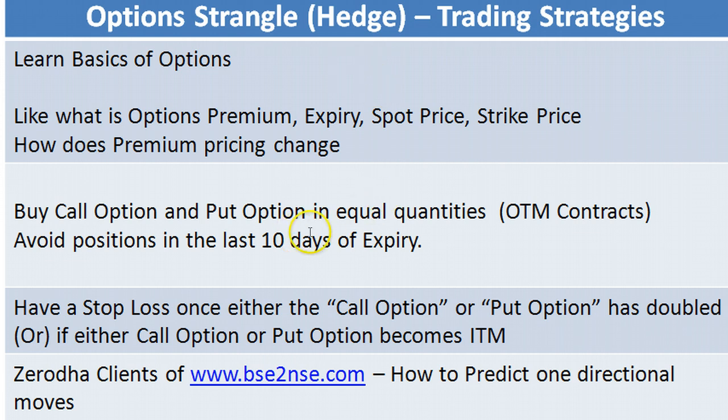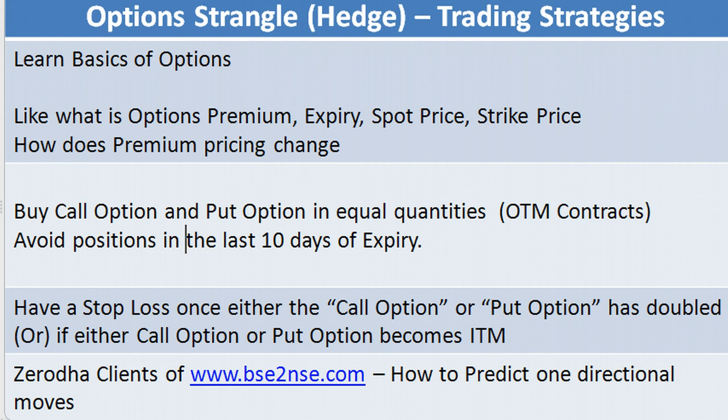And if you understand all that, then an option strangle, it's called a strangle because strangle means that you're like holding and pressurizing from all sides. And a hedge also means that you're betting both on the upside and on the downside. Basically, you're betting in all the directions possible. So in an options strangle or a hedge strategy, you will buy a call option. You'll also buy a put option.